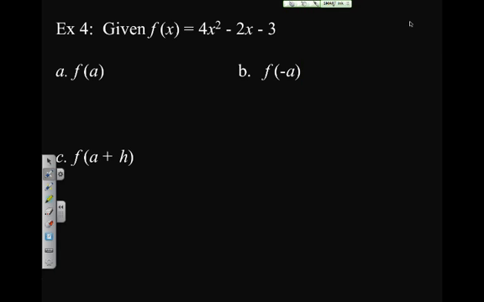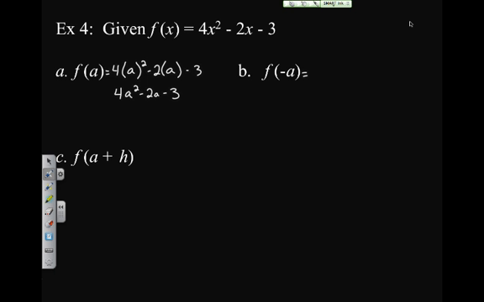And here's another example of evaluating functions, only this time we're given some variables as our input value, but we do the same thing. f of a. Well, 4 times our input value squared minus 2 times the input value minus 3, and we plug in an a and an a. And so this one, there's not even really any simplifying. We have 4a squared minus 2a minus 3, and that is our answer. So again, the x in the function just acts as a placeholder for the input value.